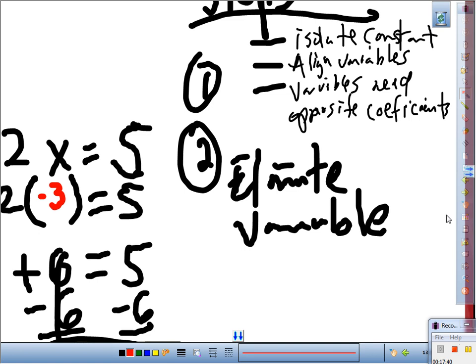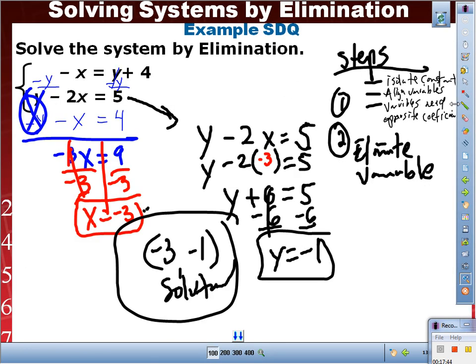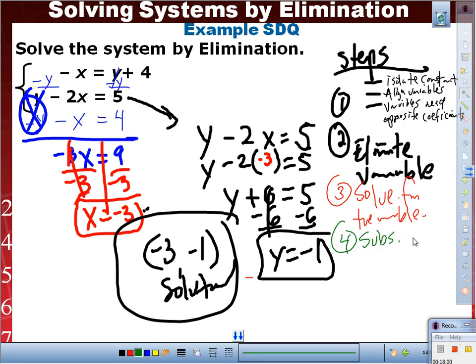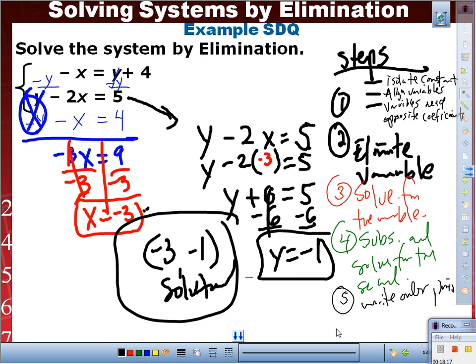So, eliminate. Once we eliminate, what did we do here? Substitute. No. What did we do here? Solve. Solve for the variable. Then you substitute. That is correct. Step 4. Substitute and solve for the second variable. Step 5, write your ordered pair. And number 6, check.